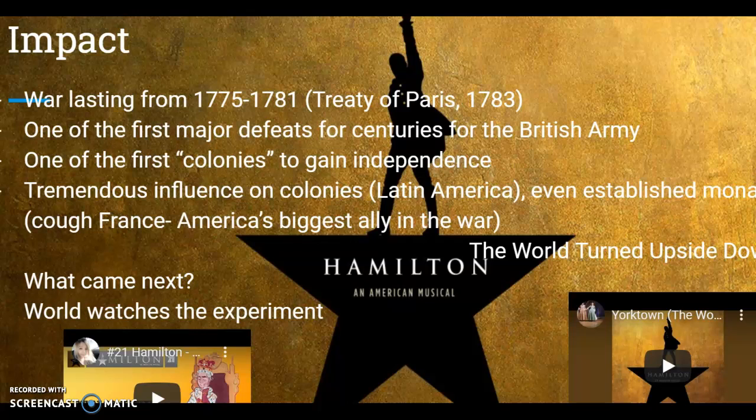But even established monarchies would get affected. France would be influenced by this, and of course we mentioned that France was the biggest ally in the war. So this was a huge impact on the world, and you cannot ignore its impact on the French Revolution. So let's hear it.